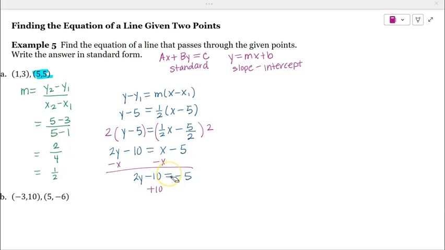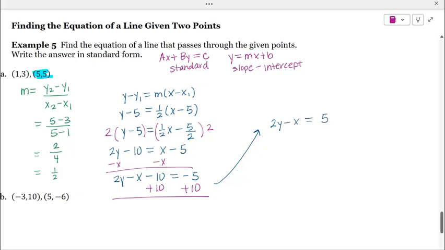Oops, forgot the x there. Let's go back and rewrite this. 2y minus x minus 10. And then we'll add 10 to both sides. 2y minus x equals 5. We typically put the x in the front, so negative x plus 2y equals 5. This should be the standard form.